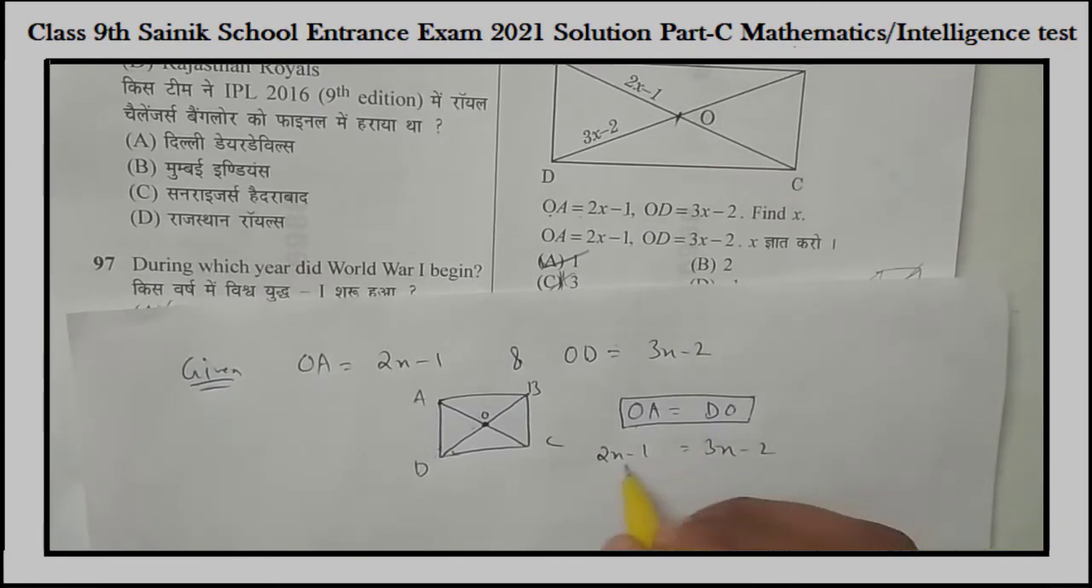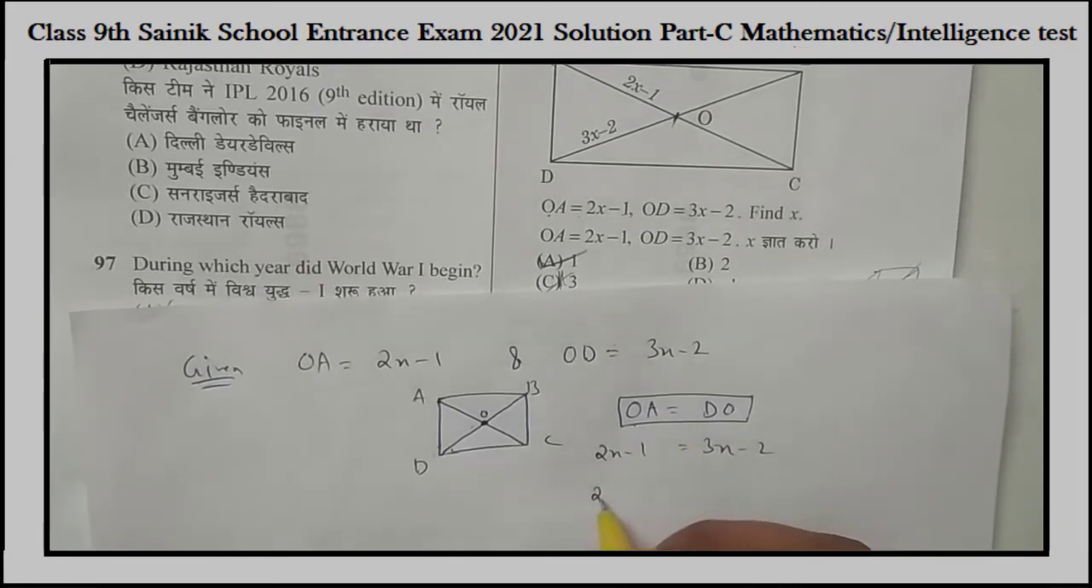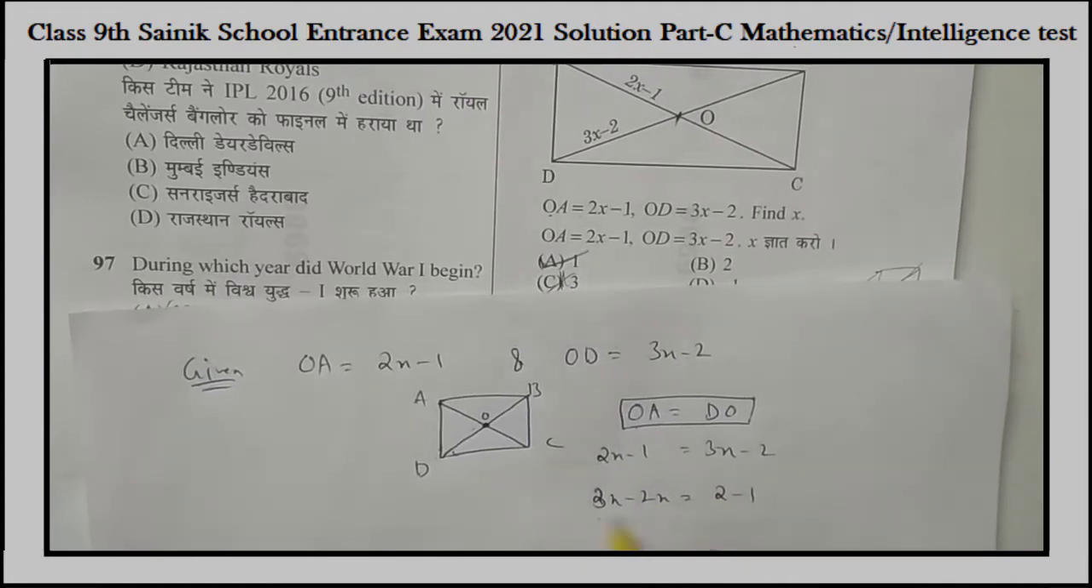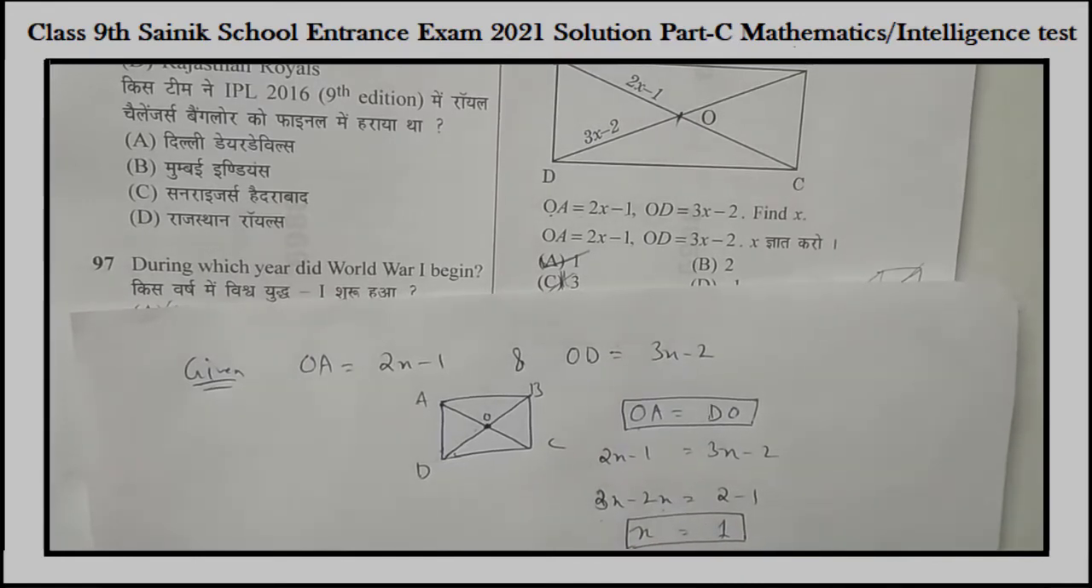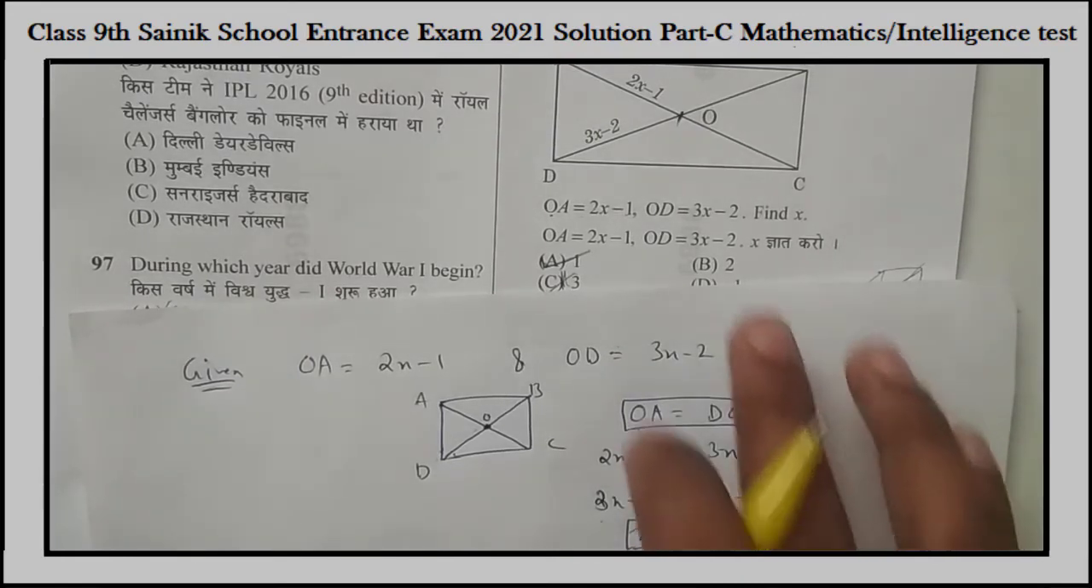On rearranging, 3x minus 2x is equal to 2 minus 1. 3x minus 2x, x is equal to 2 minus 1, 1. So the value of x will be 1. Okay. Next question.